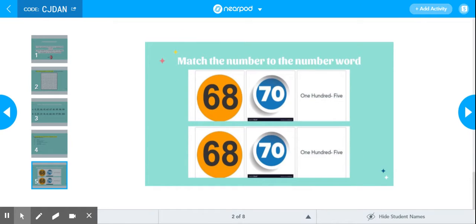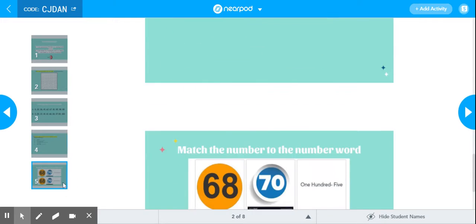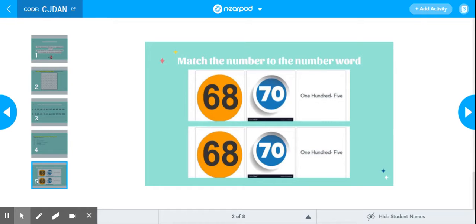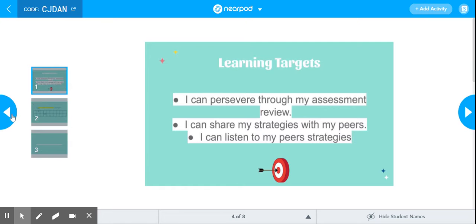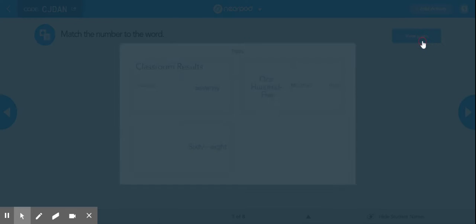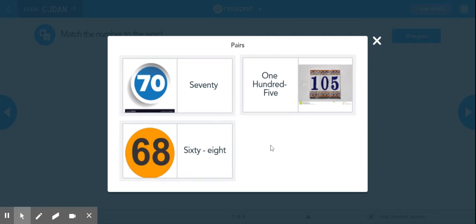For the next question, question number 3, you will be, this is still question number 2. It's going to be a match the number in Nearpod. So as you go through Nearpod, what you will see is when you click on the next slide, it will look like this. So you will see the number next to the word, but you will have to match the pairs in your lesson for Nearpod.